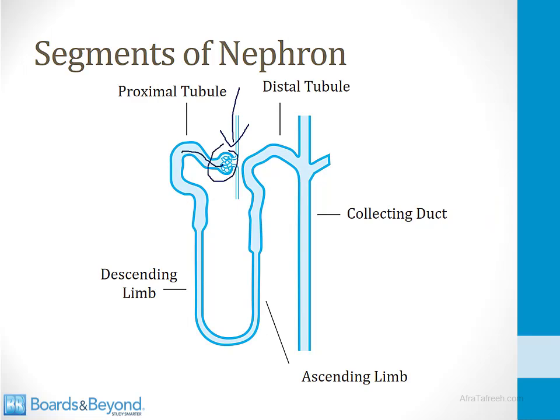And remember what I told you before, lots of things are filtered at the glomerulus that the body does not want to lose in the urine, and these things will be reabsorbed as fluid moves along the tubule of the nephron. In addition, some segments of the nephron can secrete substances into the urine.